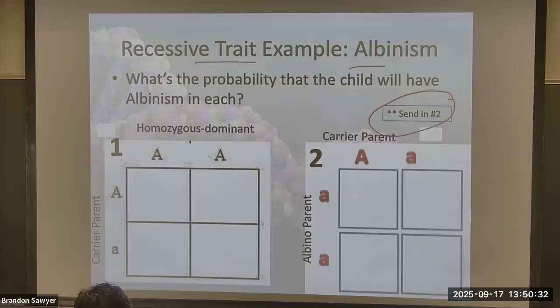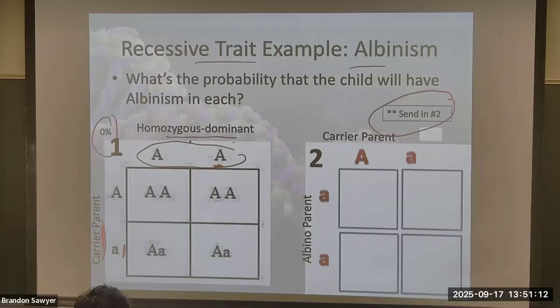But let's walk through it here. So again, this is a recessive trait, meaning that we've got to have both of the recessive alleles to express the trait. And so if we have one parent that's homozygous dominant, meaning none of those recessive alleles, and one that we would call a carrier, they don't have albinism, but they could potentially give that recessive allele to an offspring. So here we've got what percent chance? 0, right? No percent, because we have to have the recessive allele from both parents.